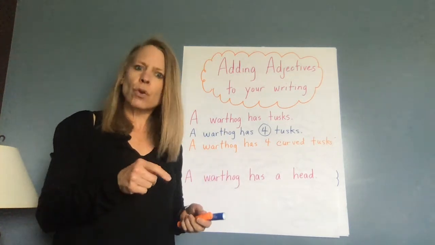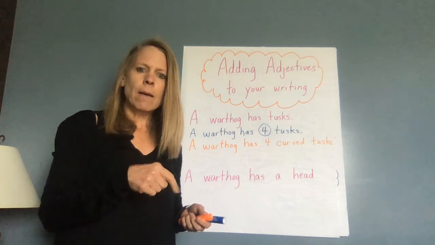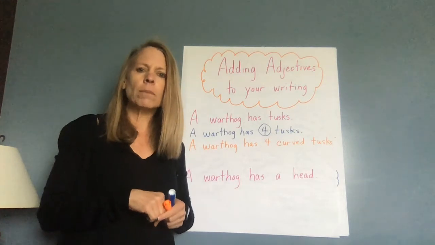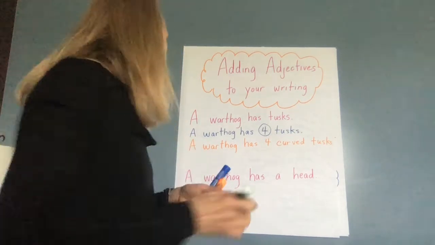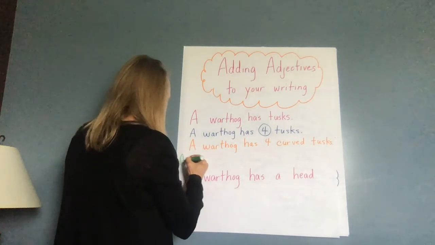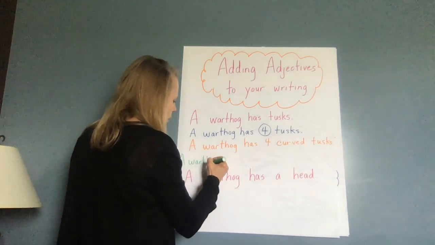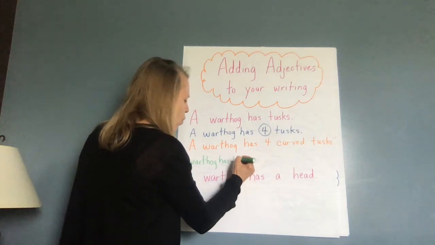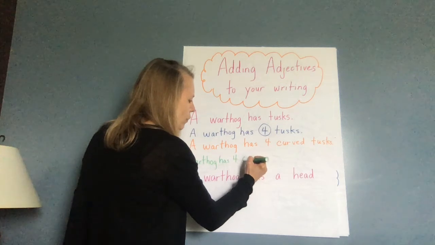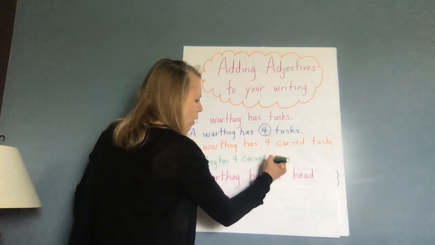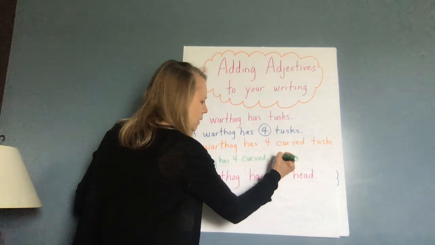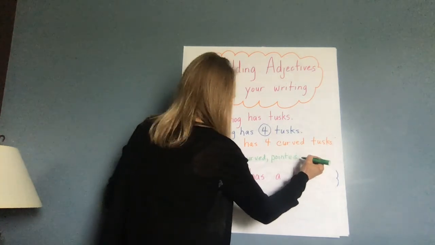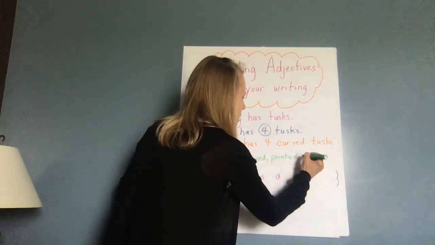Now, I also could put pointed, right? Because at the end, those tusks are pointed. And so I can say a warthog has 4 curved, comma, pointed tusks.